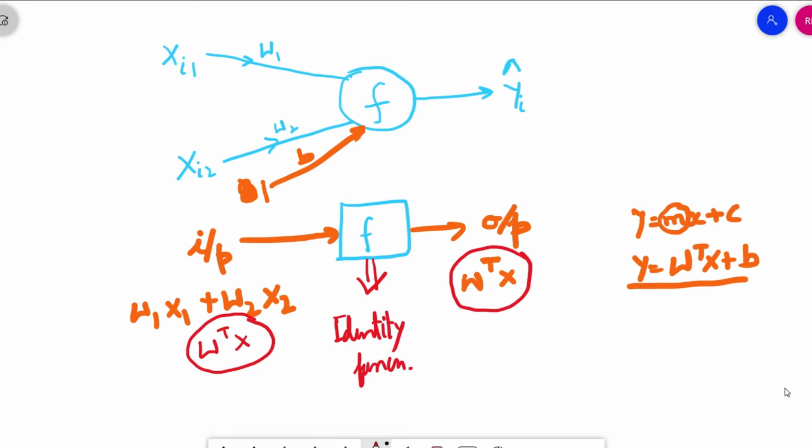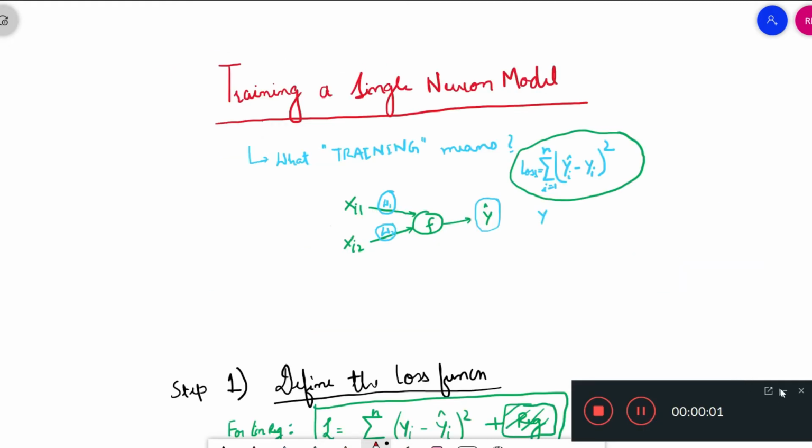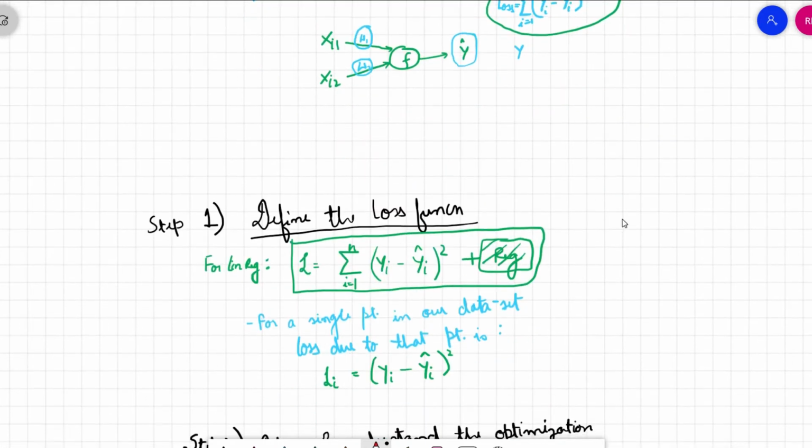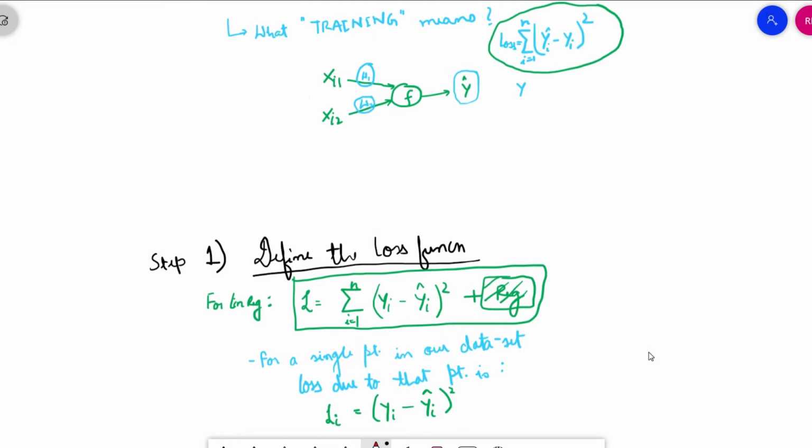So what is the quick lesson here? The lesson is that whenever a linear regression model is implemented using a single neuron model, the activation function that is used is the identity function. Now let's get back to our task of calculating the weights that connect the inputs and the activation function. We'll cover this task in 3 steps: defining the loss function, identifying the optimization problem, and then solving the optimization problem.